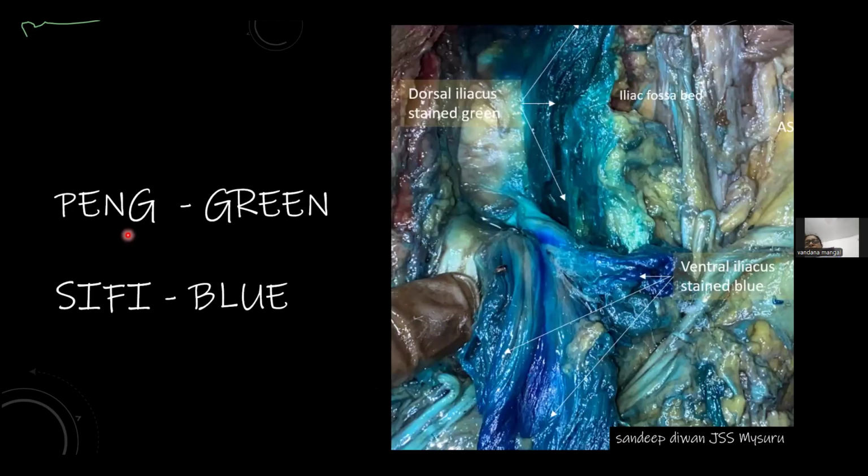So when we injected, the PENG is the green. So this would be the green dye, the PENG, and we injected blue in the CP because we wanted to see whether the CP and the PENG have different planes. And we found exactly the same. The CP was more ventral while the PENG was more dorsal. But of course, we found that the green dye would come more ventrally as well. It means that the green dye was percolating through the fascia, through the iliacus muscle and coming more ventrally as well.